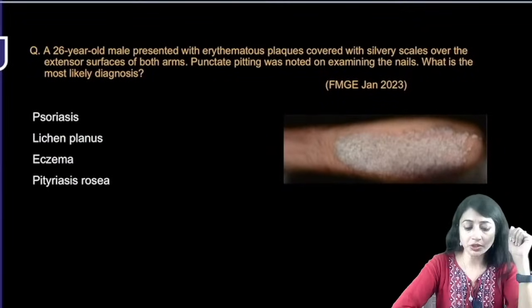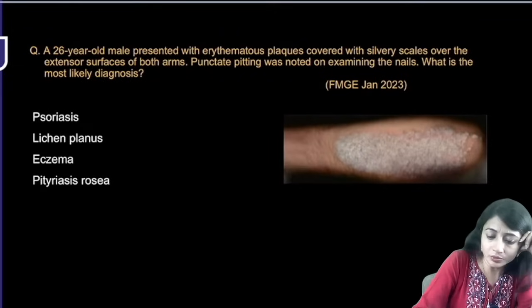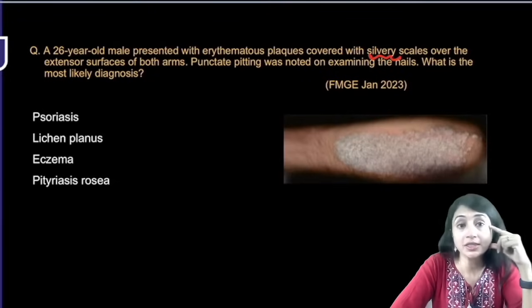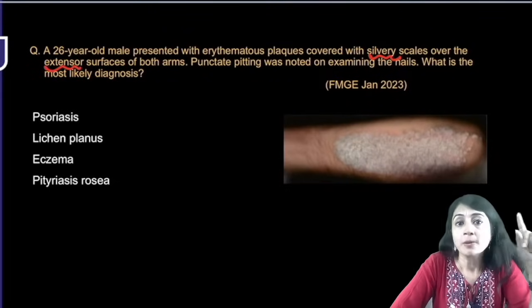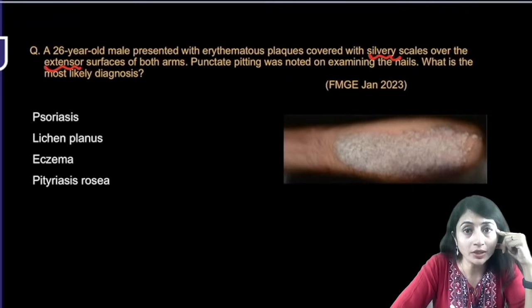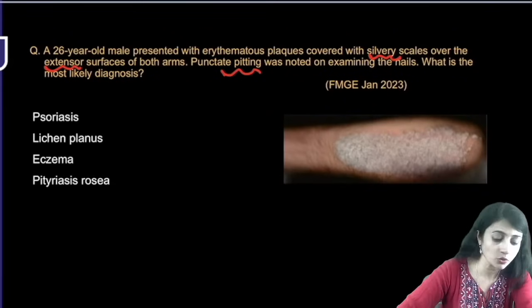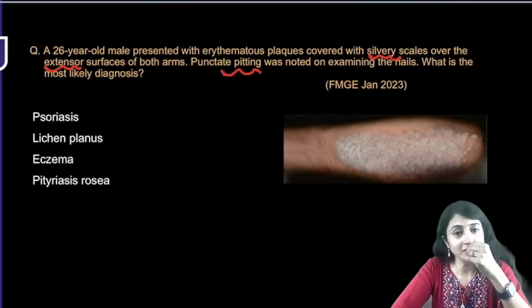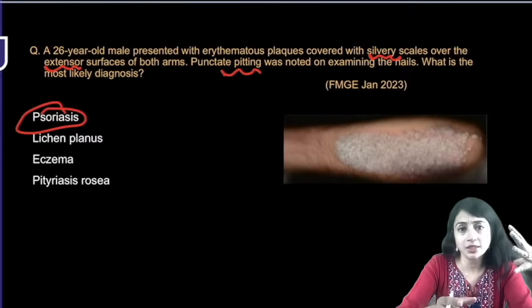So next question. A 26-year-old male presented with erythematous plaques covered with silvery scales over the extensor surfaces of both arms. Punctate pitting was noted on examining the nails. What is the most likely diagnosis? Amazing, you all know the answer. Yes, it is psoriasis for sure because there are enough hints in the question.